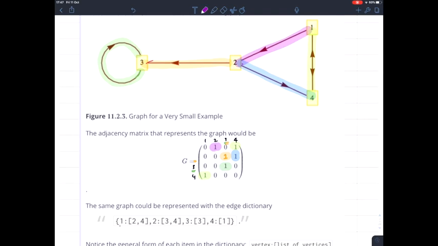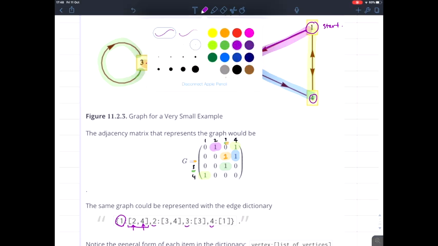Well, we list each of the vertices, and then we create a list of all the other vertices that are linked to that vertex. So for example, if we look at vertex 1, then it is the start point. So we're thinking of that as the start. It is the start point for an edge to 2 and an edge to 4.